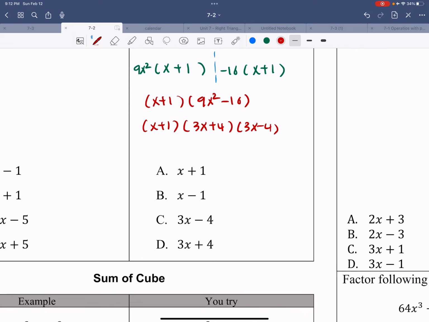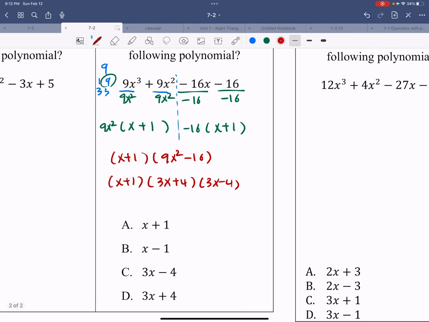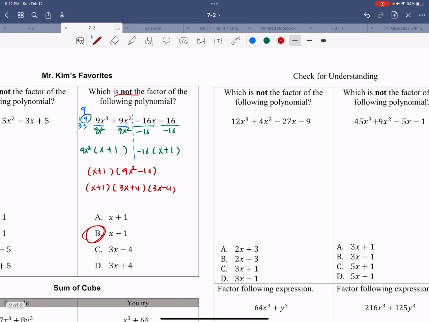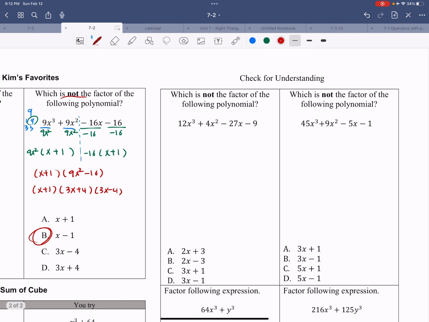So which one is not a factor? Because that's what the question is saying, right? So it's going to be what? x minus 1. So I think you can try these two questions by yourself as well. Remember this one and this one.